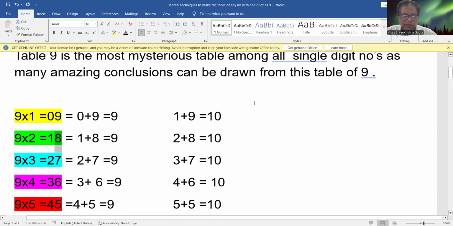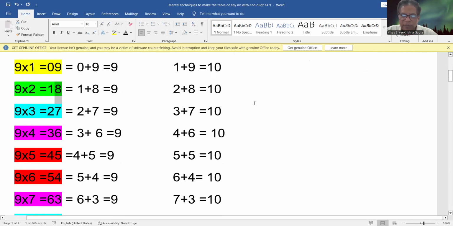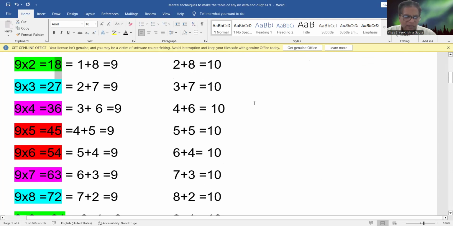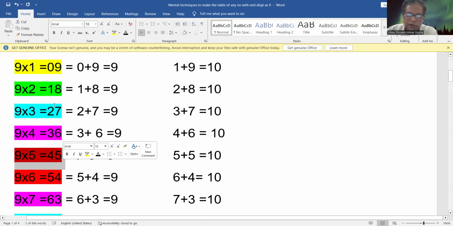Now the third very amazing property of the table of 9 is that you have to remember the table of 9 only up to half. Why am I saying so? Because I have shaded all these numbers with some special colors. 9 into 5 is 45. You just remember the table up to 9 into 5, 45, because after that, the table gets reversed.